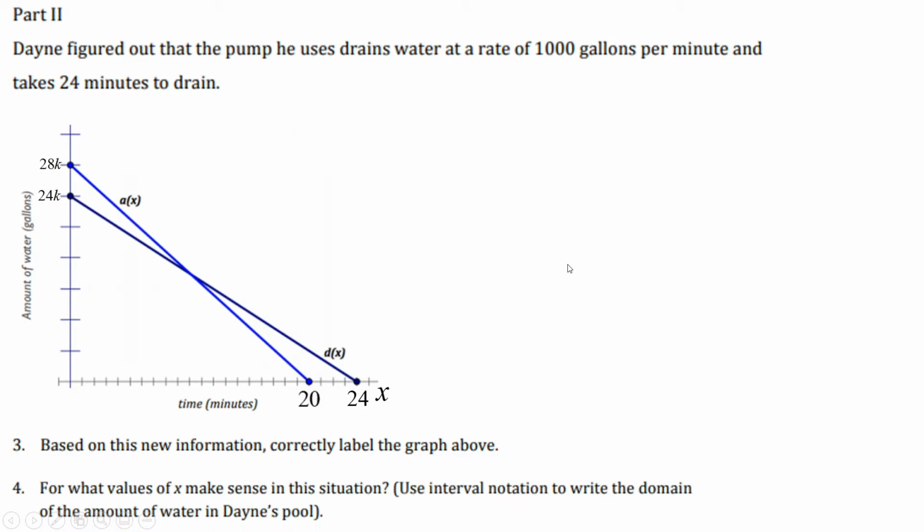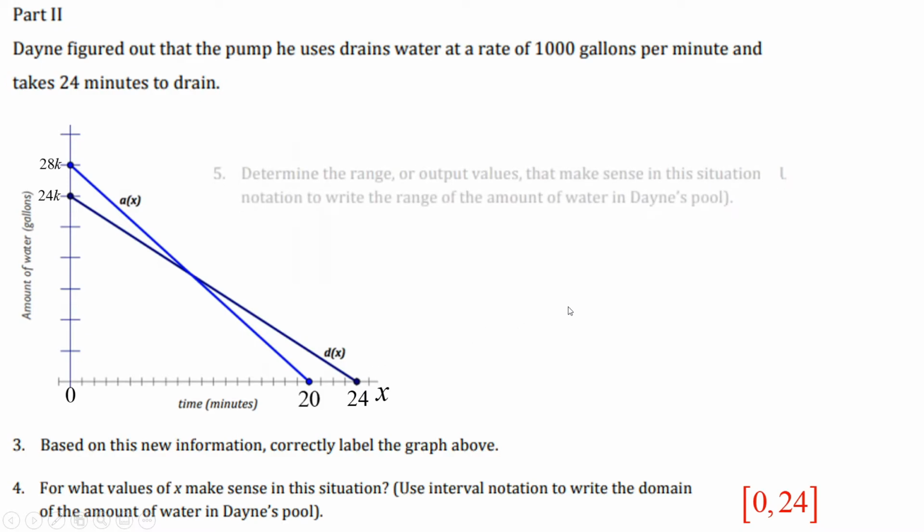All right, so for what values of x make sense in this situation? Use interval notation to write the domain of the amount of water in Dane's pool. Now, we already did it with our functions, but let's do it one more time right here then. So Dane's pool is draining from 0 minutes to 24 minutes. So that's going to be the closed interval from 0 to 24. So closed interval, so I have to go bracket, bracket, and my left endpoint is 0. And my right endpoint is 24 on the x-axis.